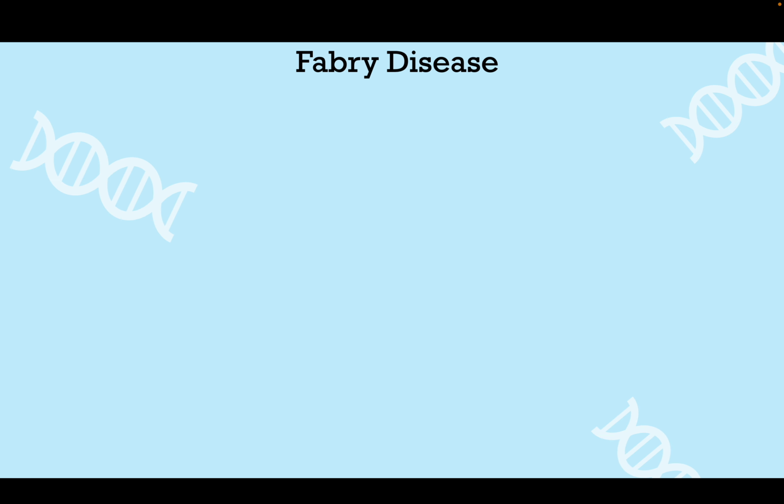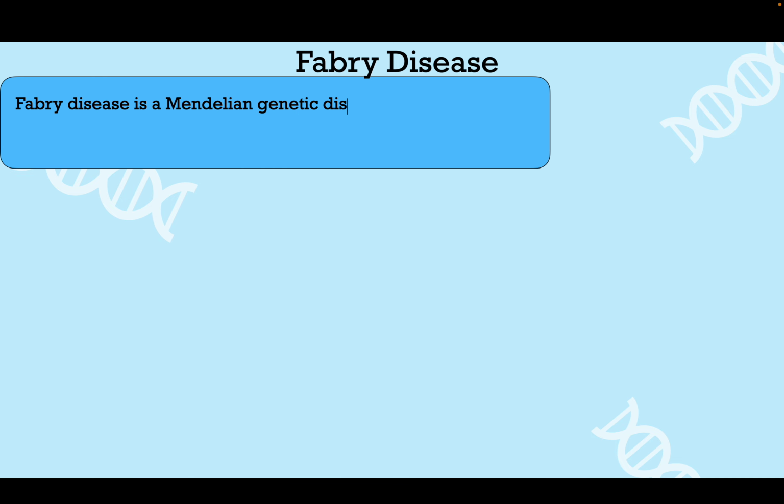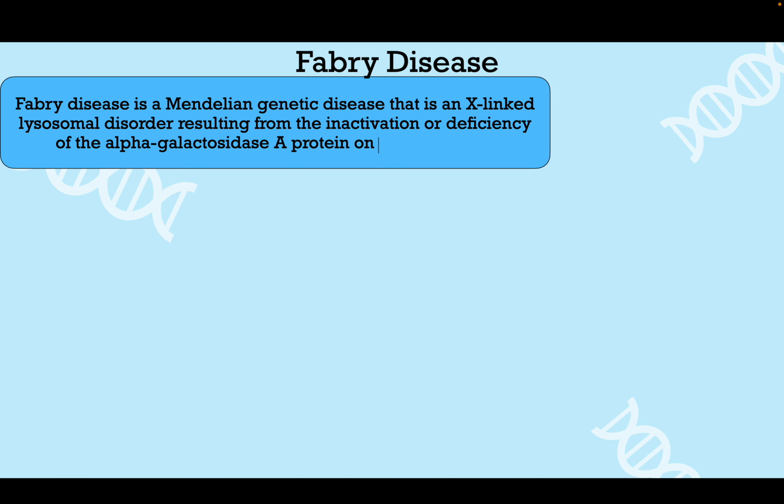Did you know that there are over 6,000 diseases linked to genetics? Fabry disease is one of these diseases classified as Mendelian, or simple genetic diseases. It's an X-linked lysosomal disorder resulting from the deficiency of a protein called alpha-galactosidase A, which is encoded on a gene called GLA. Symptoms are varied, but can be classified based on the type of Fabry disease that you have.